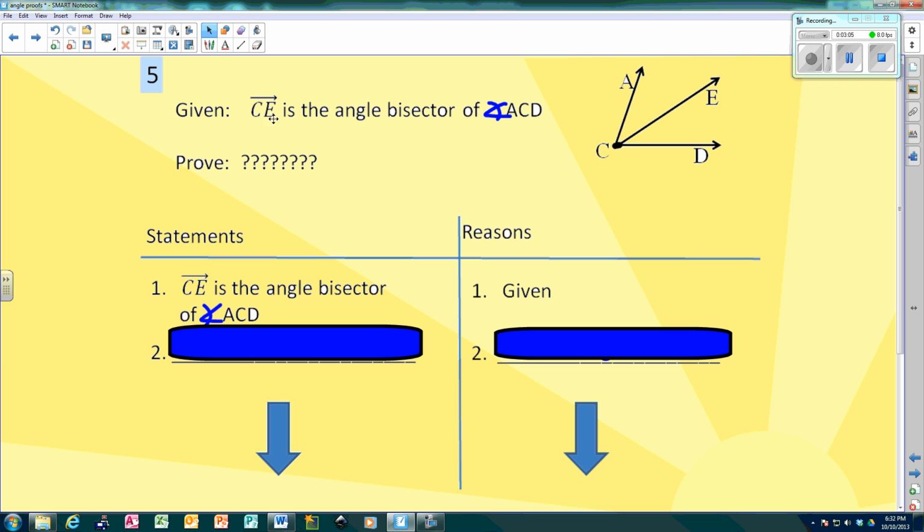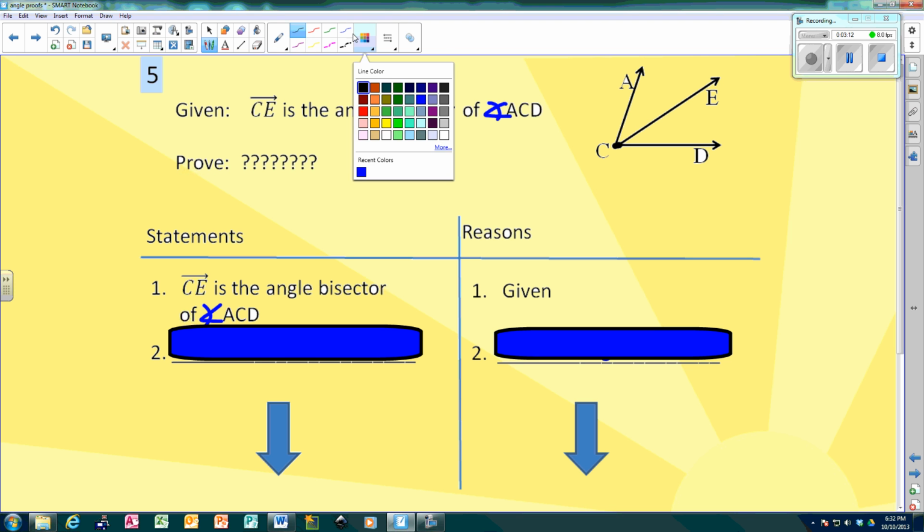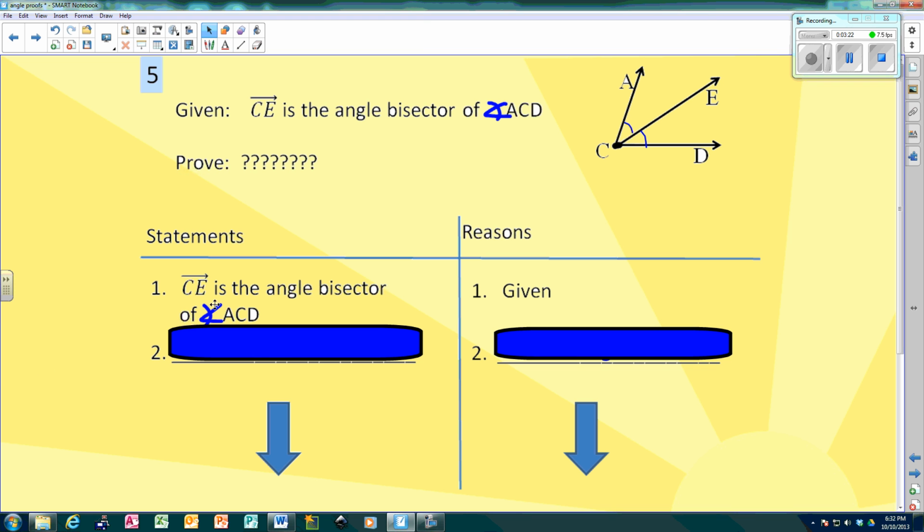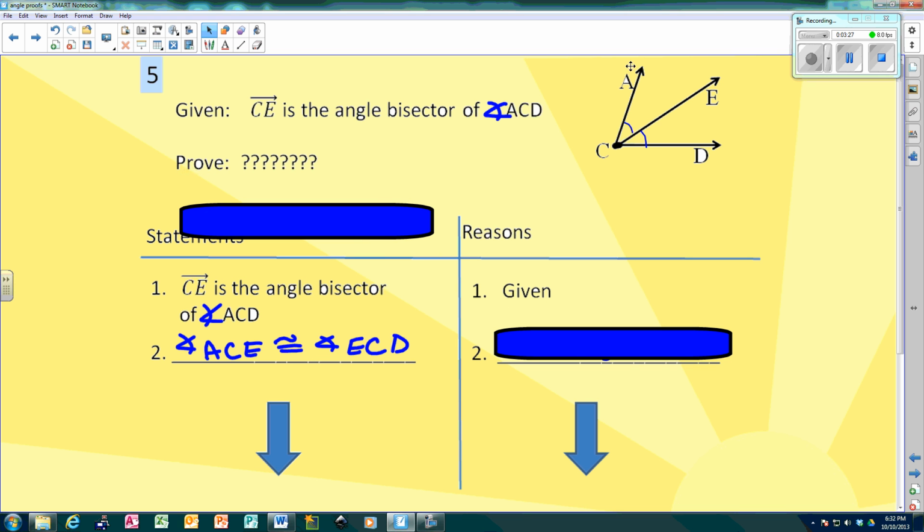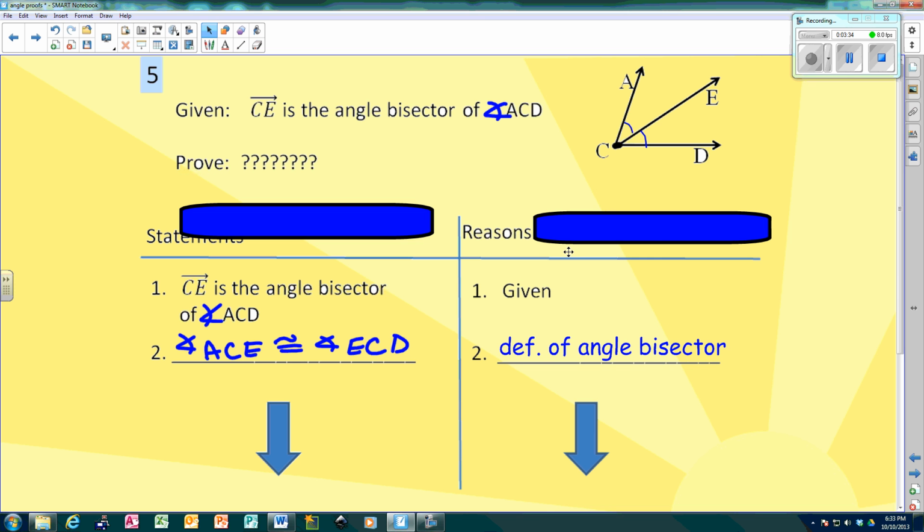Given ray CE is the angle bisector of angle ACD. So knowing that it's the angle bisector, I can make the congruent marks showing that those two angles are congruent. So since it's the angle bisector, because it's given, then my next thing I could say is angle ACE is congruent to angle ECD because it's the definition of an angle bisector. And then from there you could go on to prove whatever they wanted you to prove.